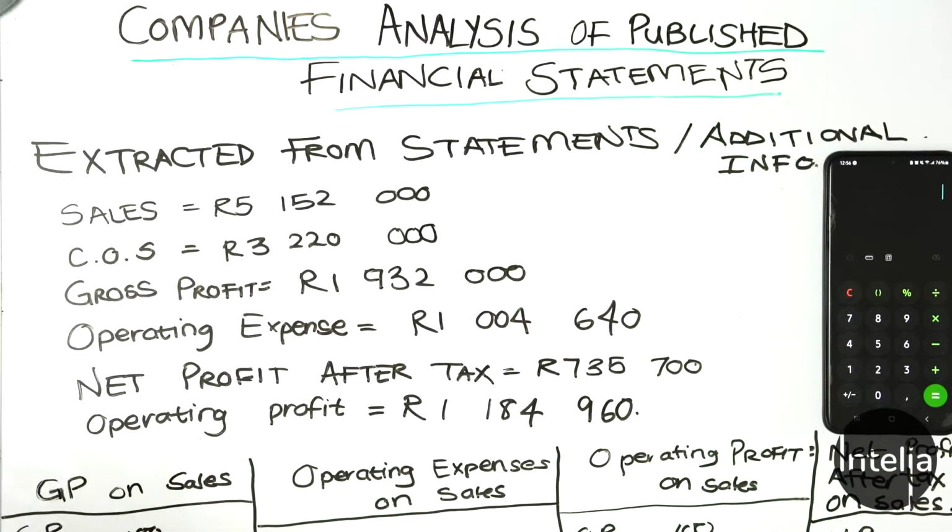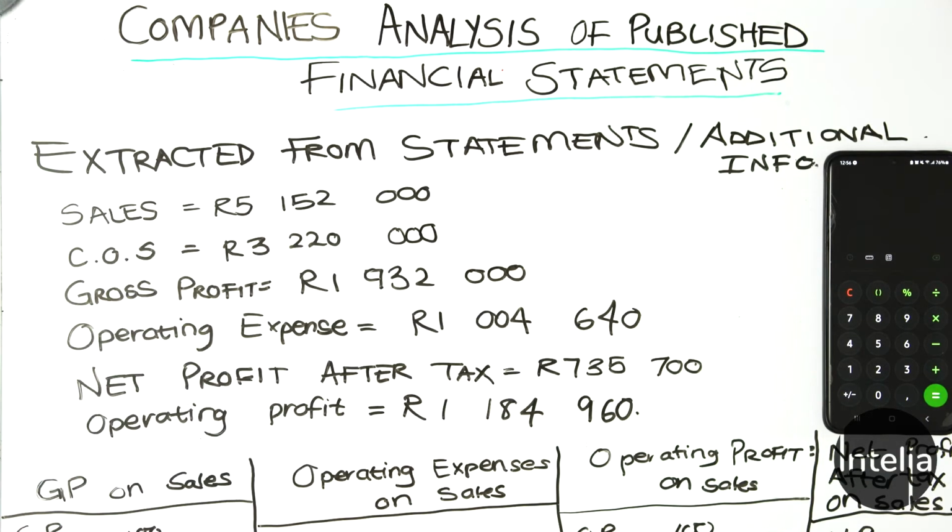Welcome back to another video of companies analysis of published financial statements. We're going to go on now and put our ratios into practice. I did mention that I was going to go over the ratios for profitability, so I've put some information here from an extract from some financial statements and some additional information, like a mini question, just to get you into the feel of things. And I have my calculator here so I can calculate everything that I need to get the final answer.